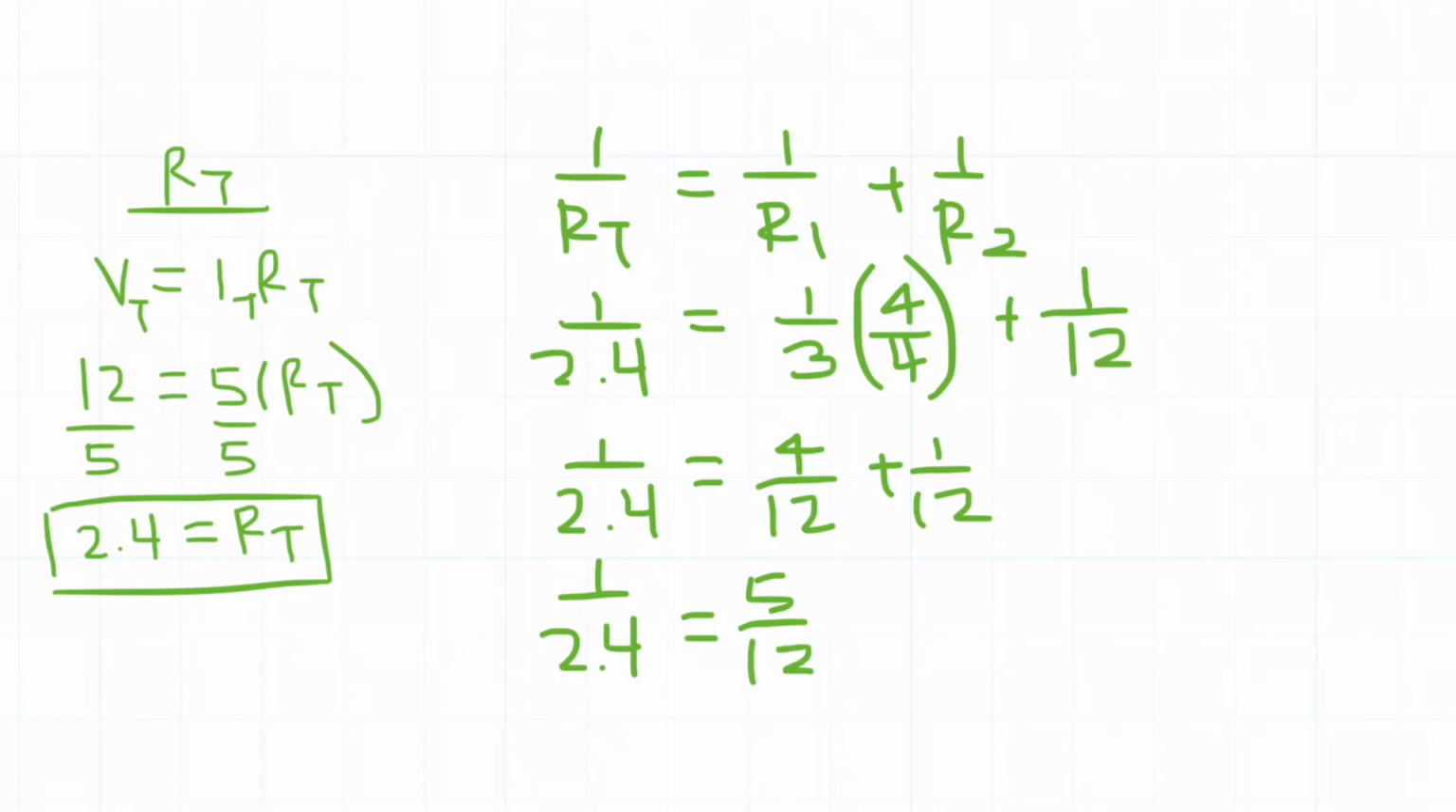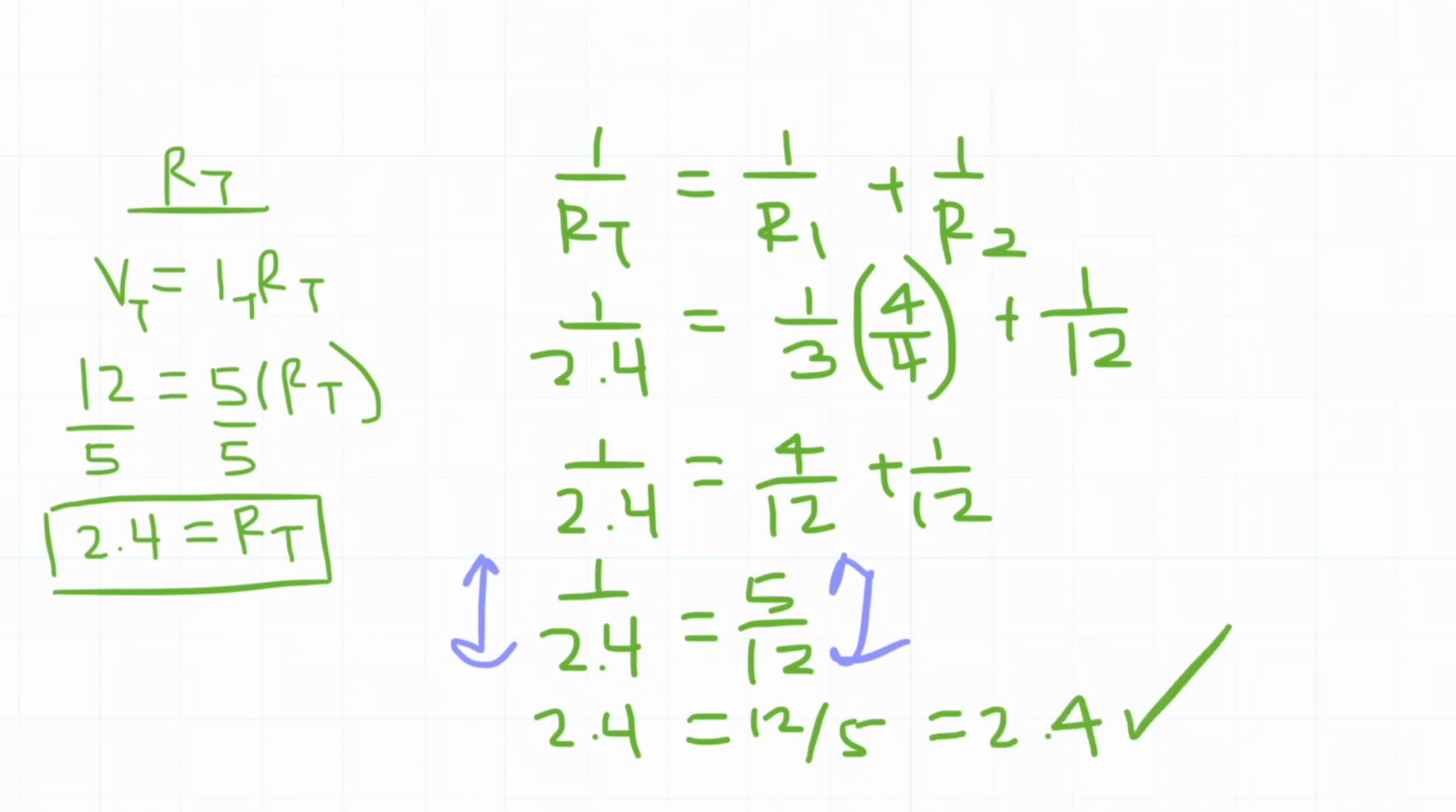Recall that if you leave your answer like this, you actually would get 0 points or partial credit because this is the reciprocal of the total resistance. So remember to flip the fraction on both sides, and then you end up getting 2.4 is equal to 12 over 5. 12 over 5 is actually 2.4, so the equation holds true.